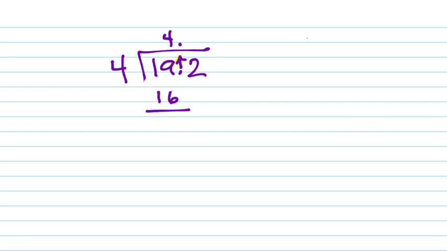Let me get rid of that line. I drew it for effect. We'll subtract. 19 minus 16 is 3. Bring down our 2 because we know we're not done. 4 goes into 32 how many times? 8 times. 8 times 4 is 32. So when I subtract 32 from itself, I get 0, which means I'm done. And my decimal's already there for me where it should be, so 4.8.